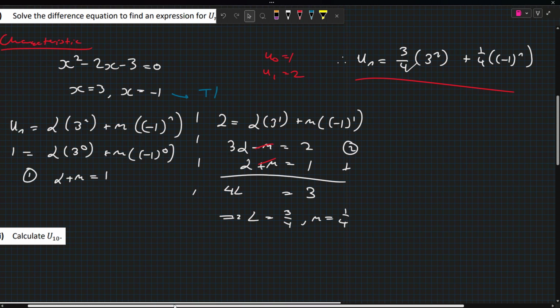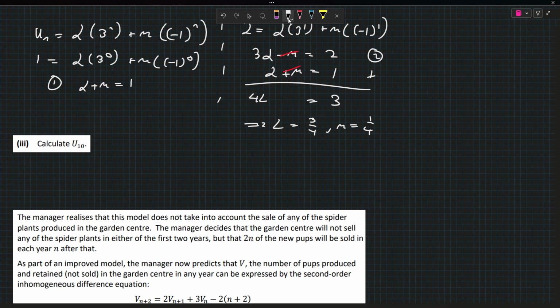Now to find u10, we just put 10 in wherever we see n. So u10 is 3/4 times 3 to the power of 10 plus 1/4 times minus 1 to the power of 10, which I found out is 44,287, which is quite rapid.